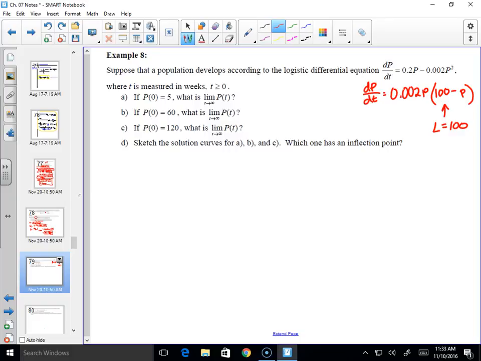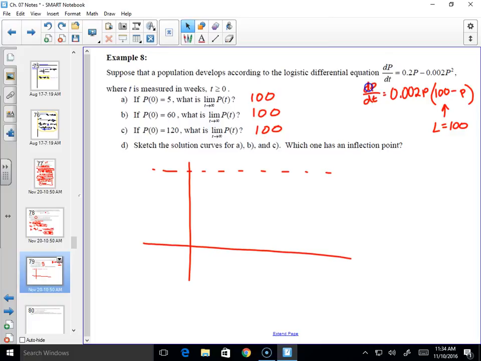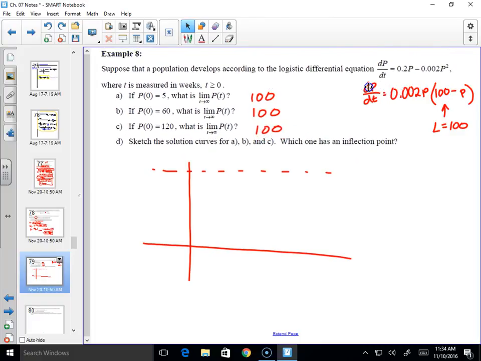100. What if P of 0 equals 60? 100. What if P of 0 equals 120? Doesn't matter. This one will be a weird one that's actually decreasing to 100, which should be interesting. So sketch the solution curves. We have our 100 right here. Uh-oh, we had 120, sorry.